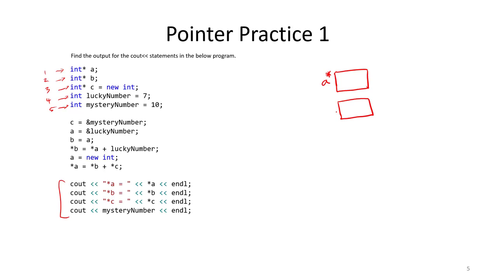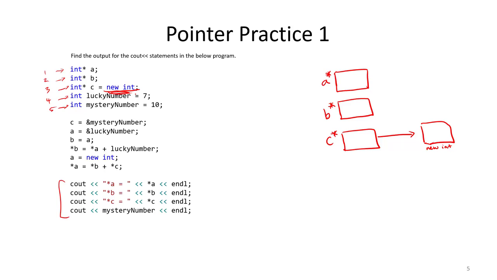I can do the same thing for variable B. B is also a pointer, so I'll just put a little asterisk next to it. And then I have C. So C, also a pointer. And look what's happening here. I've declared pointer C, and it's an int type pointer, and notice it's pointing to a new int. So I'm just going to go ahead and draw another box here, and this box is the dynamic variable that my pointer C is pointing at.